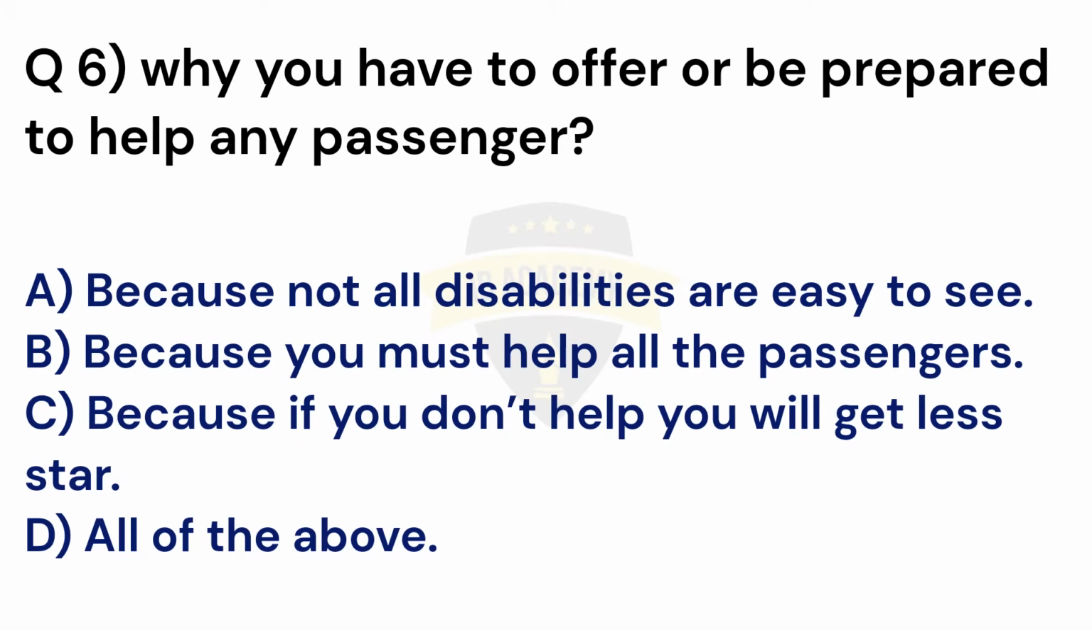Question 6. Why you have to offer or be prepared to help any passenger. Option A. Because not all disabilities are easy to see. Option B. Because you must help all the passengers. Option C. Because if you don't help you will get fewer stars. Option D. All of the above.